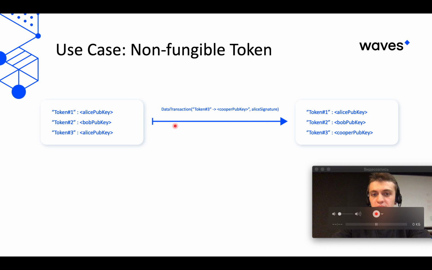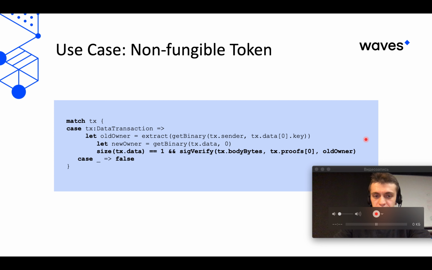It was Alice's public key. Now it should be Cooper's public key, and Alice should sign this transaction. And the smart contract can check that, okay, this is token number 3 key and the value is Alice's public key. This data transaction was signed by this public key's account. Okay, this transaction is allowed, and we can update the data attached to an account. And after this transaction, the value of token 3 key will be Cooper's public key. I think it's clear enough.